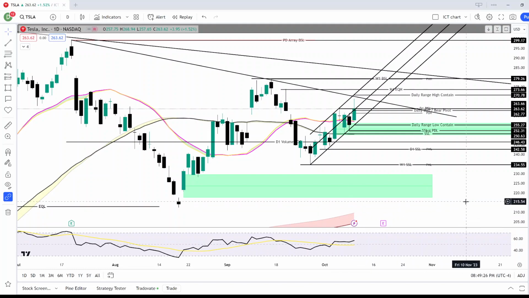This is Rustic, and today we're going to be taking a look at Tesla's chart. We're going to look at where price came from, where price ended today, and where price is likely to head tomorrow.